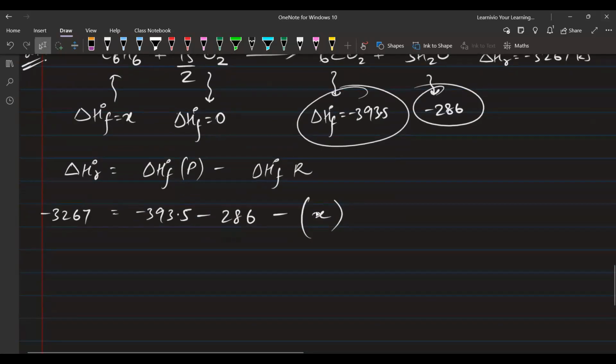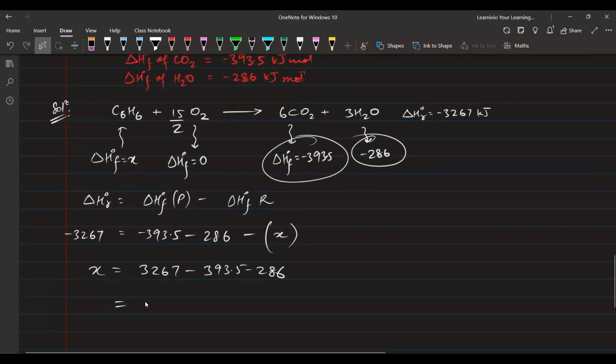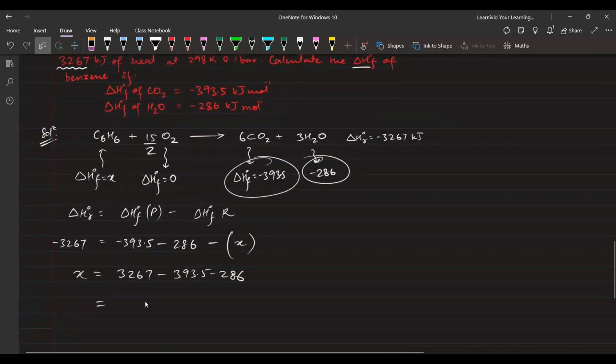So we can say that what will be the value of X. X, you bring it this side, and bring this to the other side, fine. So X will be equal to 3267 minus 393.5 minus 286, and you will get the enthalpy of formation of benzene. Seemingly very hard question, but if you know the concepts, if you know a few things, then you can easily do this. Please copy this down, raise your hand once you're done.